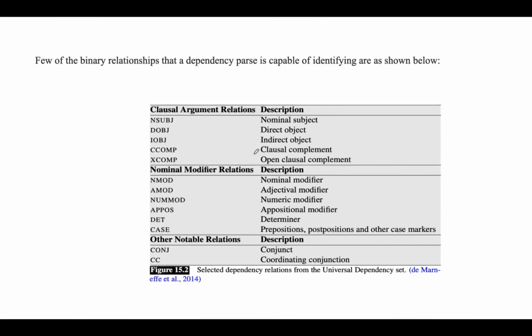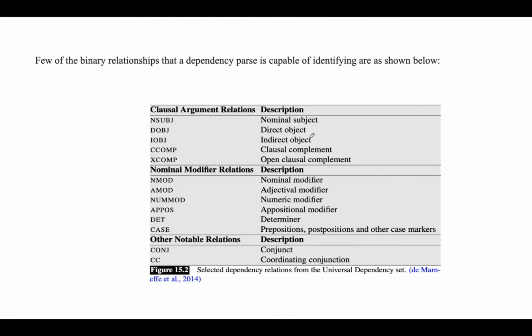So let us see some binary relationships that a dependency parse tree is capable of identifying. So these are some binary relationships: the clausal argument relations, nominal modifier relations. They are divided based on the kind of relation, and these are the descriptions for every tag. So we just used these tags, nsubj and dobj, which are nothing but nominal subject and direct object.